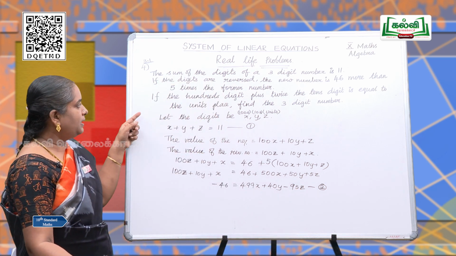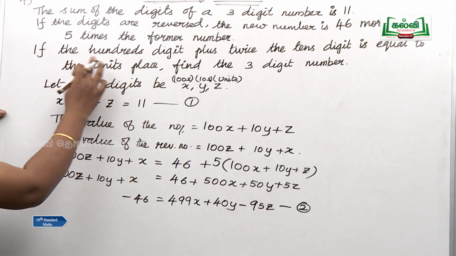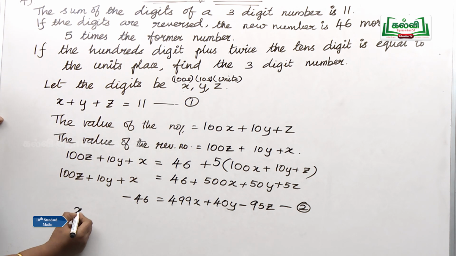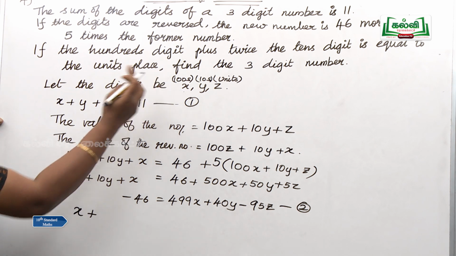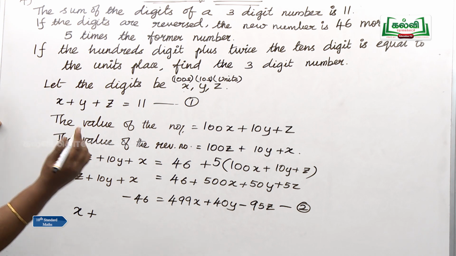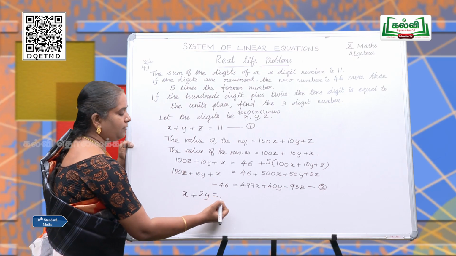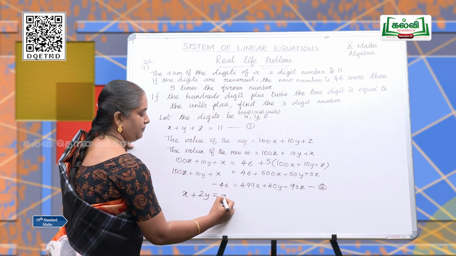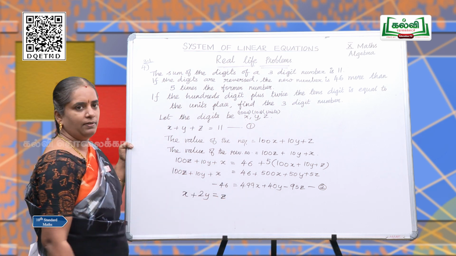So, let us go to the third equation. If the hundreds digit is x here, then x plus twice the tens digit, twice the tens digit means 2y, is equal to the units place, which is z. So, this is our third equation.